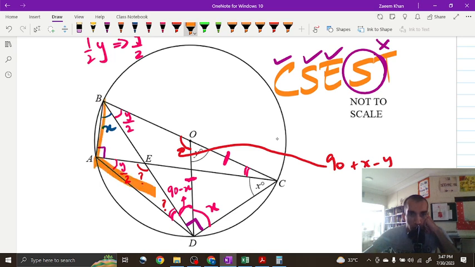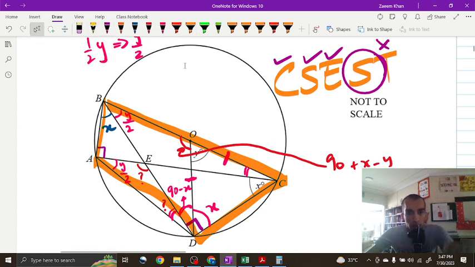Which one? Can you mention the letters? BADC. That's a box, 4 lines. Which 2 angles can you use to your advantage so that you can add those 2 angles up and put them equals to 180? Angle B and D.